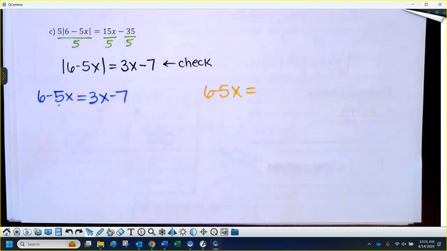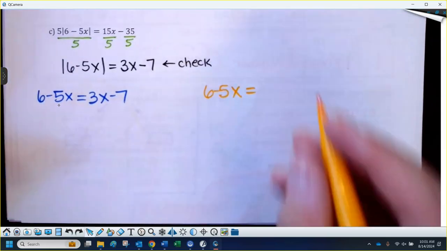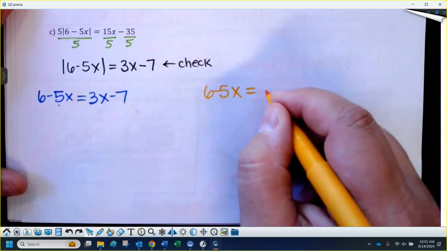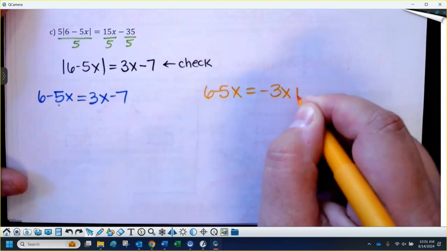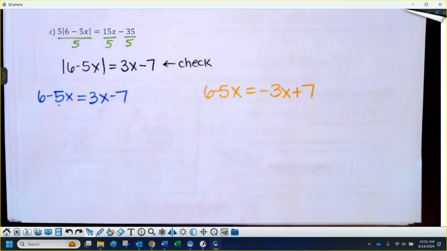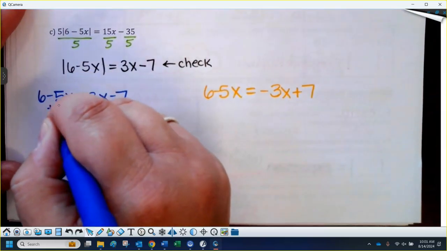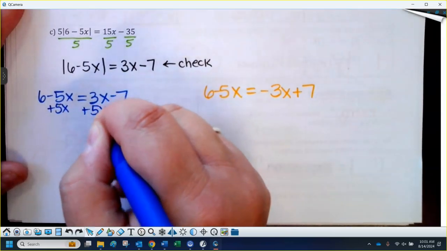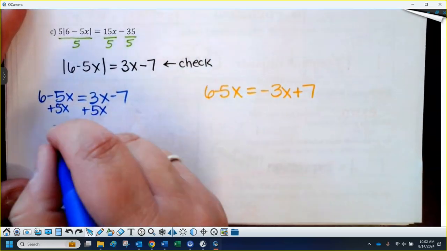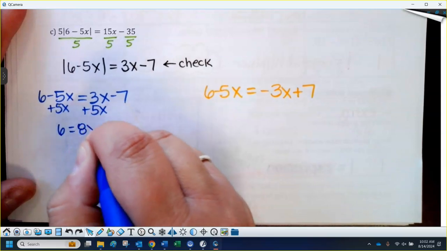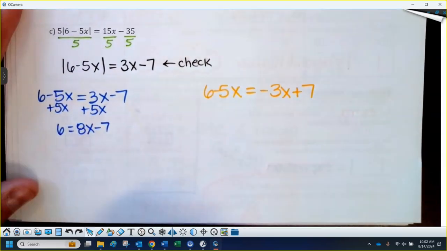So how would I change 3x minus 7 to be its opposite? Jonathan, what do you think? Negative 3x plus 7. Perfect. Just change the sign for any of the terms to make that the opposite. Okay, now totally up to you. Again, I just like to keep my variable positive. So if I was working on that first one, I would add 5x. So I get 6 equals 8x minus 7.